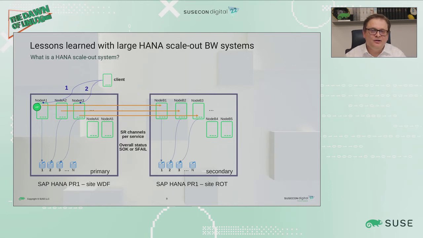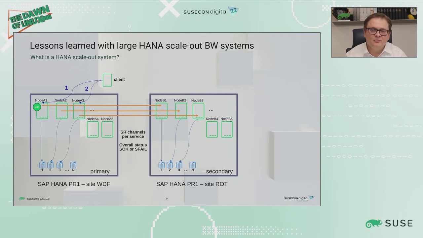HANA scale-out systems basically consist of a number of HANA nodes, and of course, as we have a system replication between our two data centers or availability zones, this implies that we have the same number of HANA nodes in the other data center or availability zone, and that also implies that we have a network connection between these two data centers, which is used for the cluster communication of Corosync, and which is used for the HANA system replication, which consists of a number of connections depending on the number of tenants, and of course we have connections for each of the HANA services themselves.